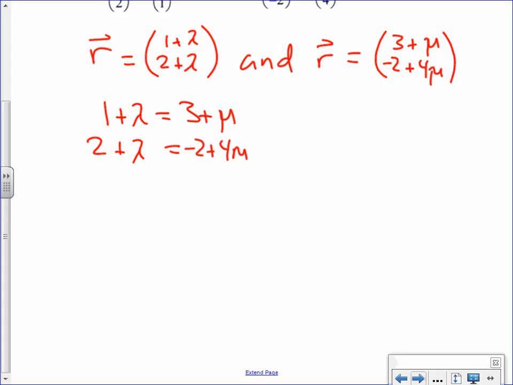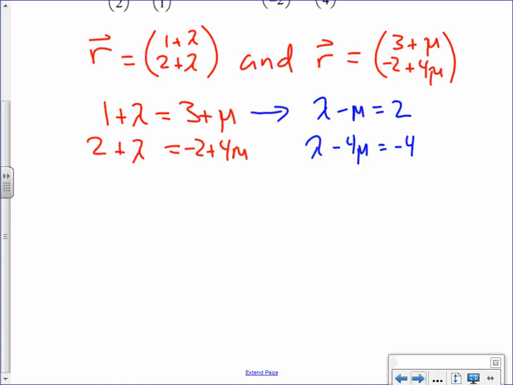All right, here we go. Full circle, full circle. I'm going to put lambda and mu in the same spot. So lambda minus mu is equal to 2. Okay, and then lambda minus 4 mu is equal to negative 4. It's true.